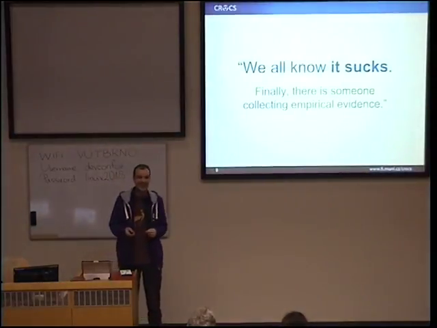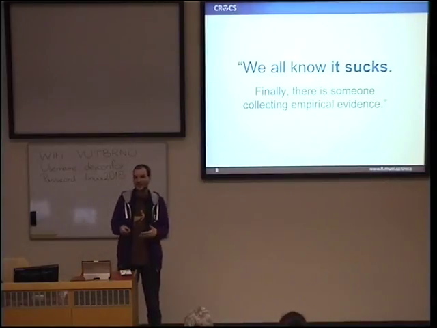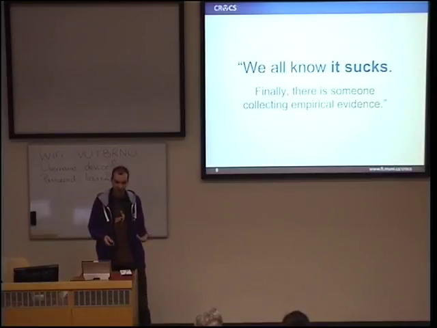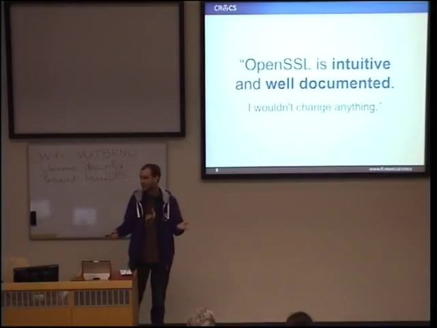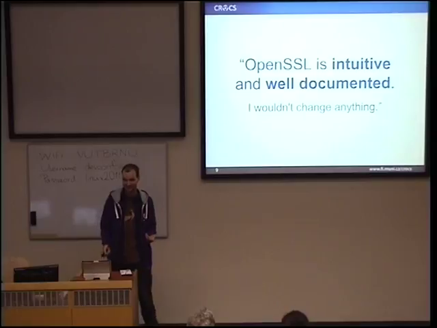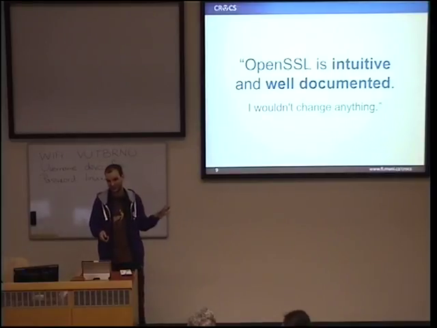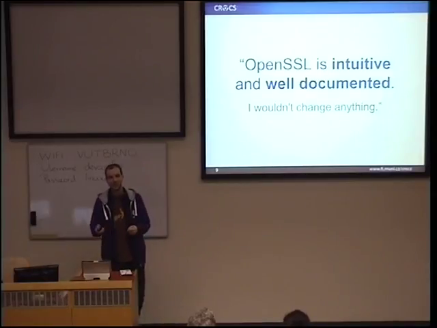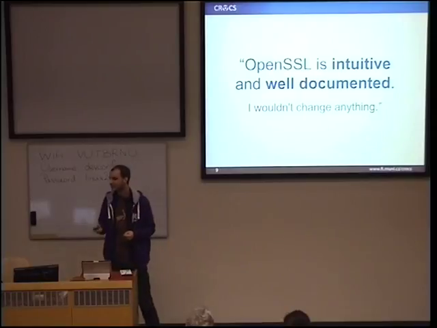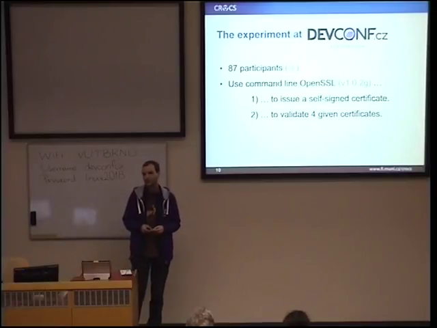For example, saying that we all know OpenSSL sucks, but finally there's someone collecting empirical evidence. People actually liking the research that we did. On the other hand, there were people completely satisfied, claiming that OpenSSL is intuitive and totally well documented, and they wouldn't change a thing. I can't really say that both of these opinions were half and half. I would say there were more people of the first one. But if you have used OpenSSL yourself, which most of you have done, you probably have some emotions and opinions of your own.